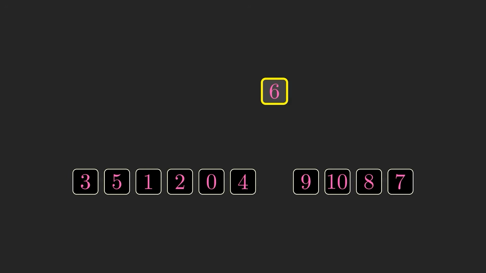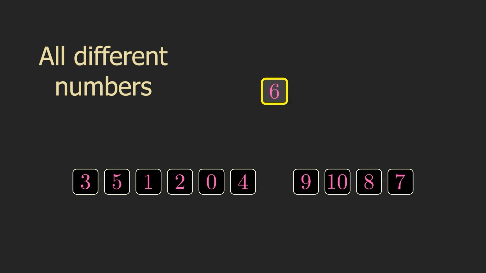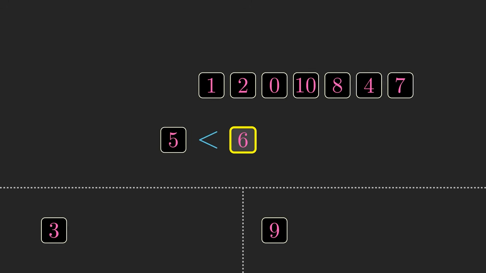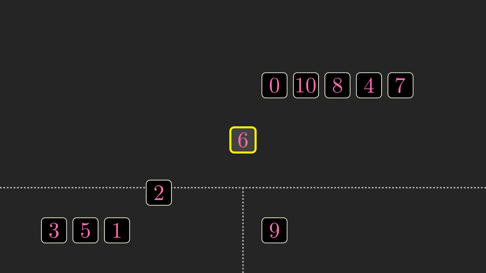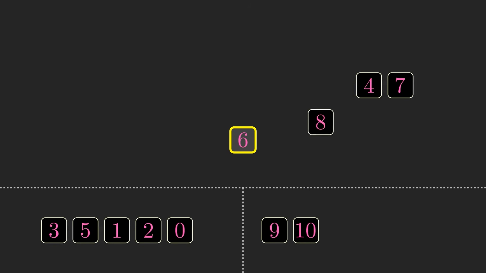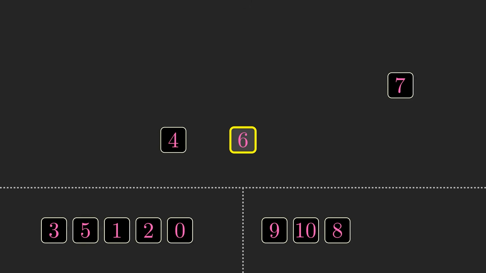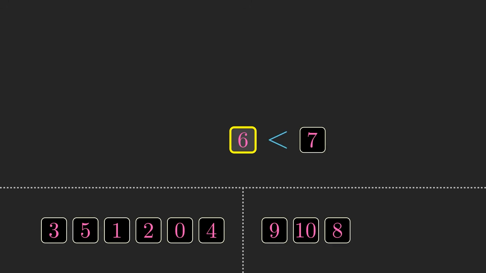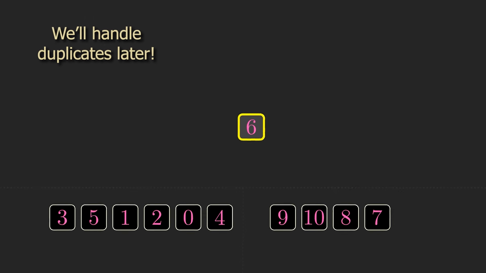By the way, you'll notice here that all of the numbers in this list are different from each other, so everything was strictly less than or strictly greater than the pivot. This of course doesn't have to be the case, there could be duplicate numbers, but from here on out we're going to assume that all of the numbers are different for the sake of simplicity. At the end of the video, I'll address how you can make an easy adjustment to handle duplicates as well.